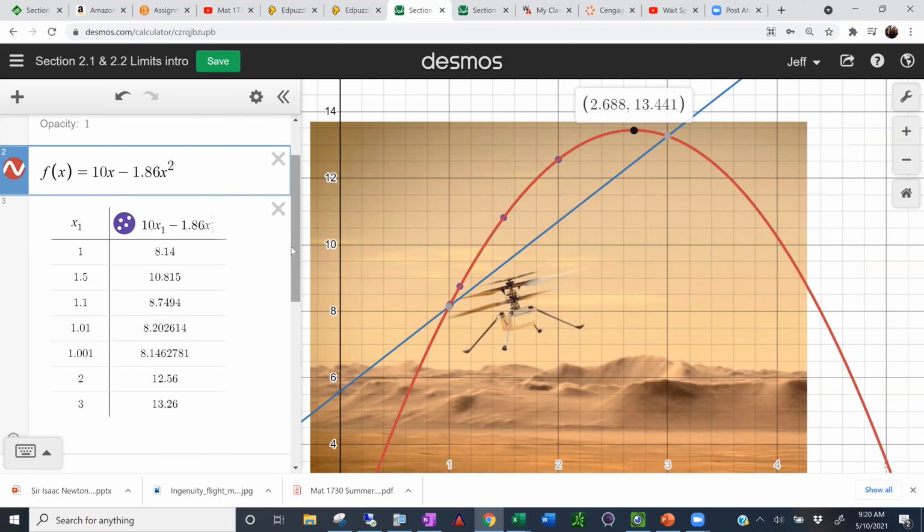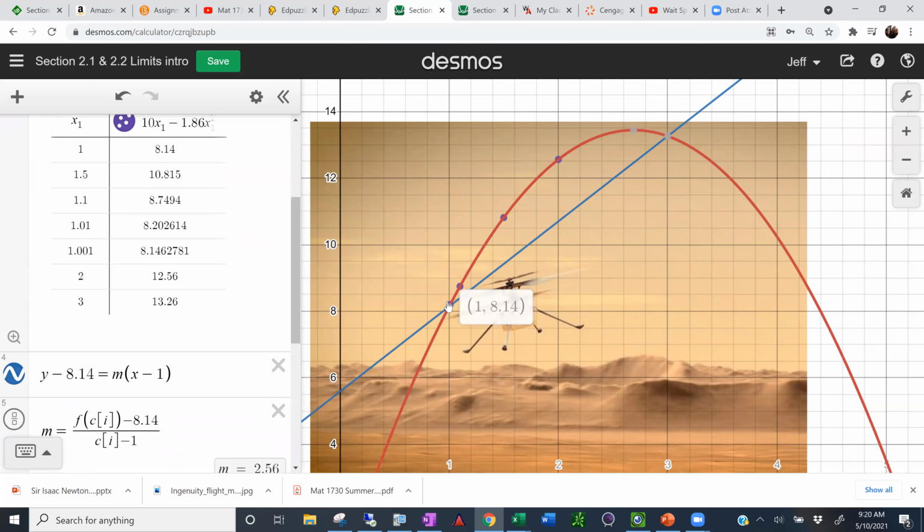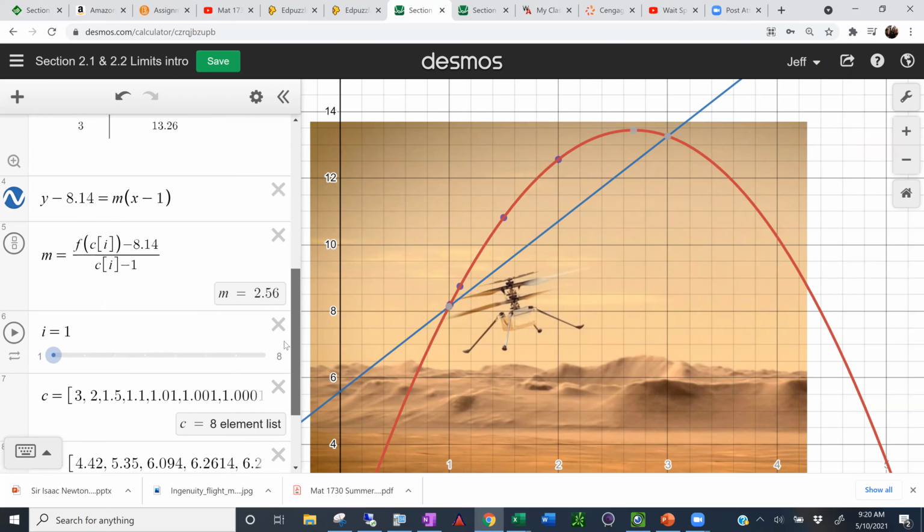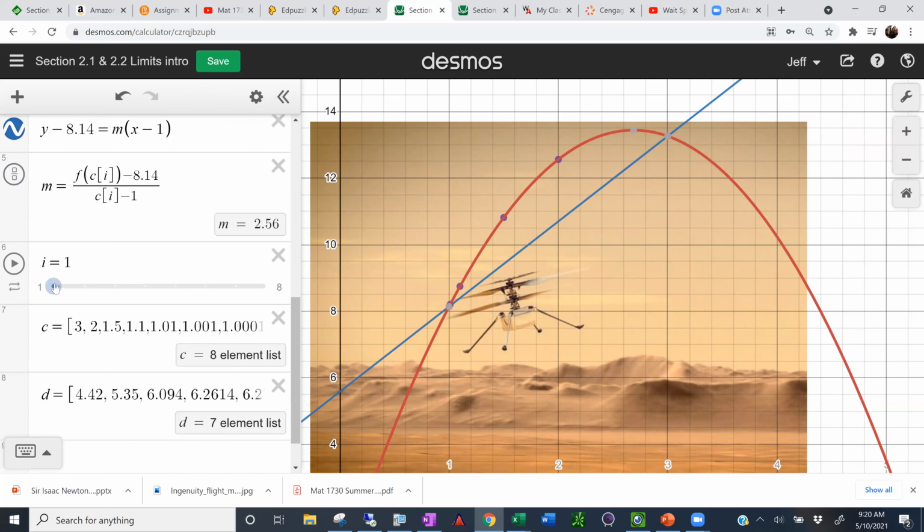Now, our goal is to try and find out what's happening closer and closer to this point right here at 1 and 8.14. And that's what we're going to use our little slider here for. Let's go from 1 to 2. And in fairness, this is where the actual problem starts. It says, okay, find the average slope of a line between these two. And you see our calculation here matches what we just did on paper. This is changing at an average rate of 4.42 meters per second.